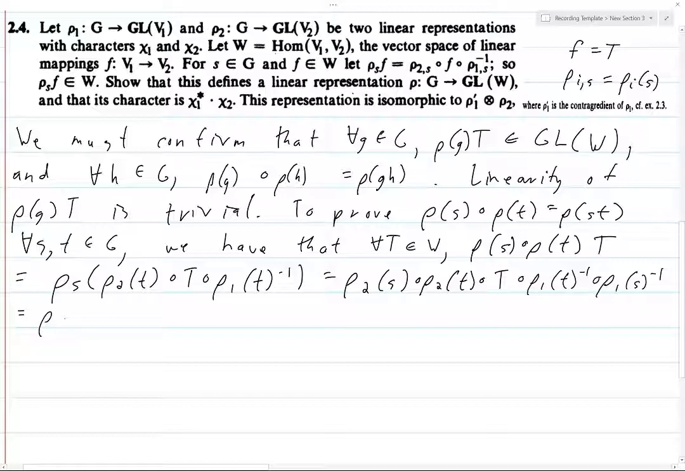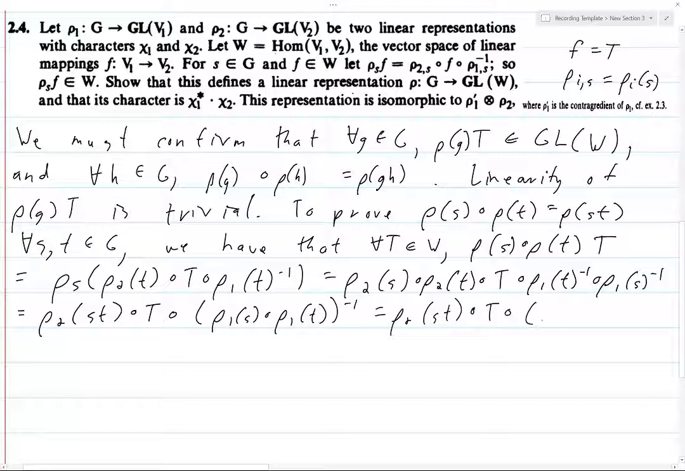I'm going to combine some steps here. Rho 2 of S of rho 2 of T, here we can combine S and T together, of T. And then rho 1 T inverse of rho 1 S inverse, I'm going to write it out. This is rho 1 S of rho 1 T inverse, inverted, because that's how inverses work. And this is rho 2 ST of T of rho 1 ST inverse. But this is just rho ST of capital T. Let's write that out like this to make it look like what we had before.